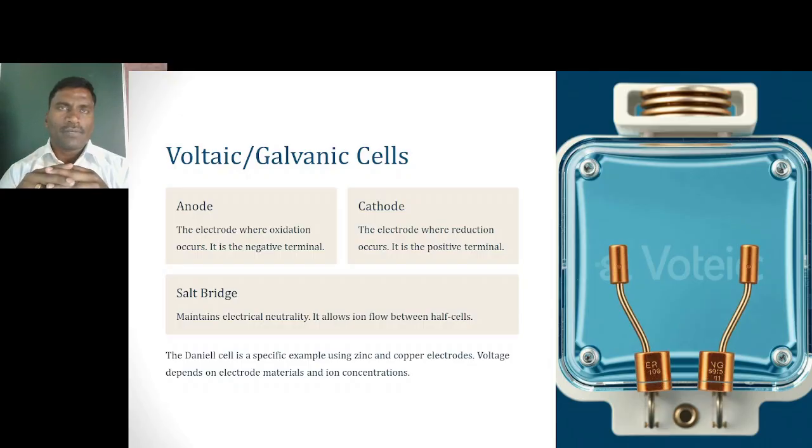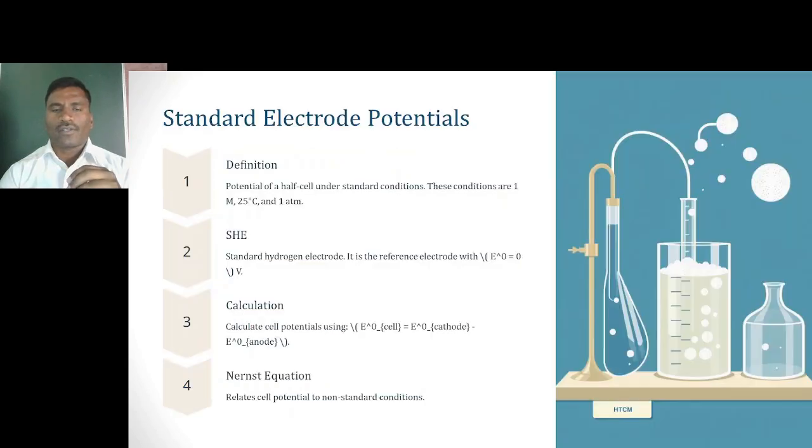Salt bridge is nothing but a simple U-shaped glass tube that is filled with agar gel and KCl. That is the Daniell cell representation. The voltage depends upon the electrode material and the ion concentration.